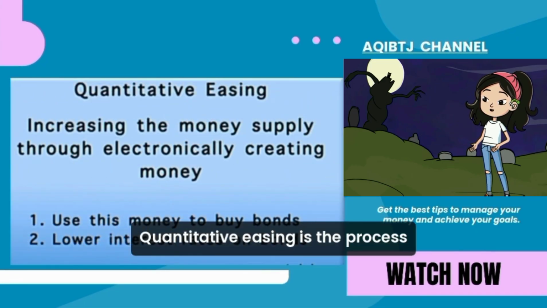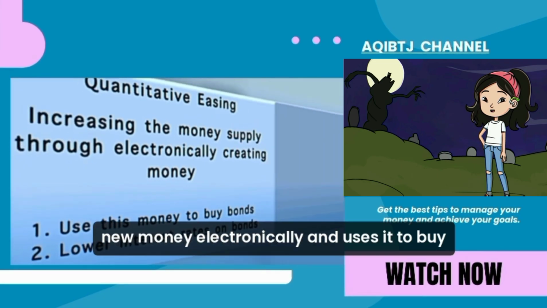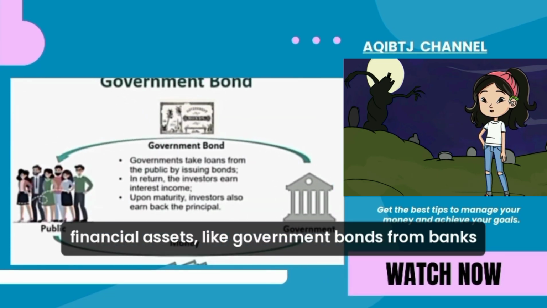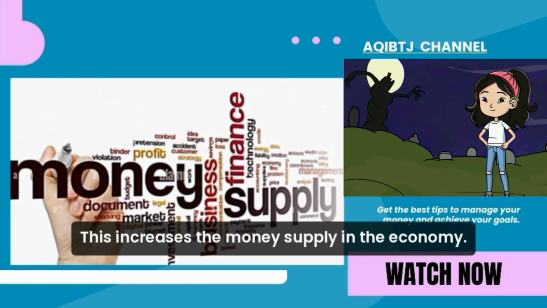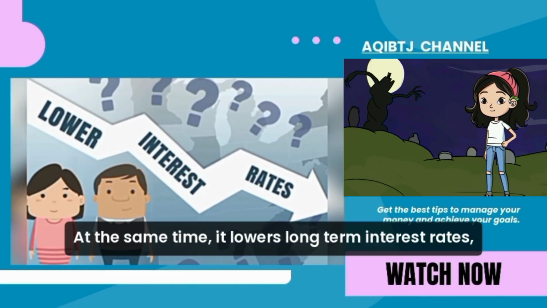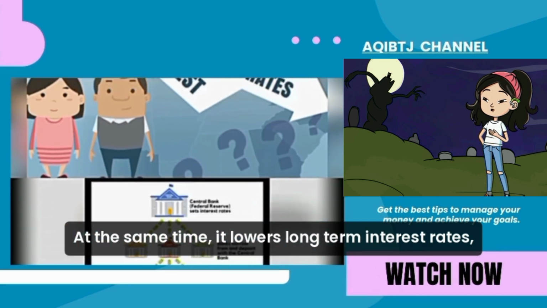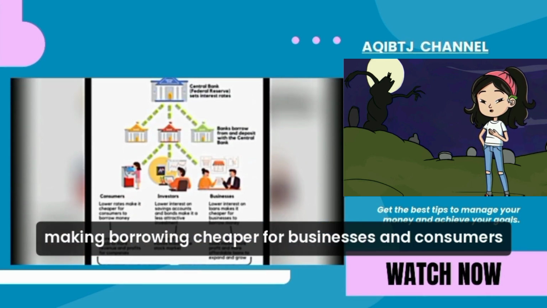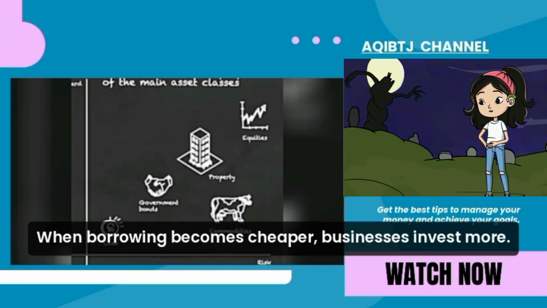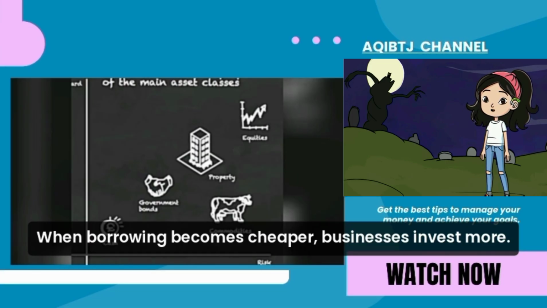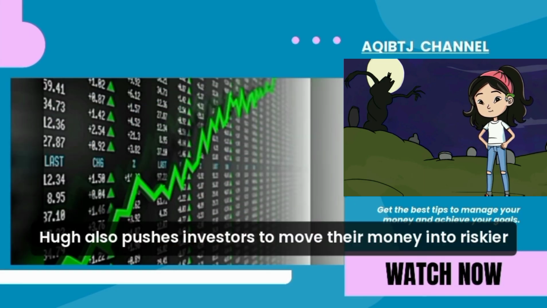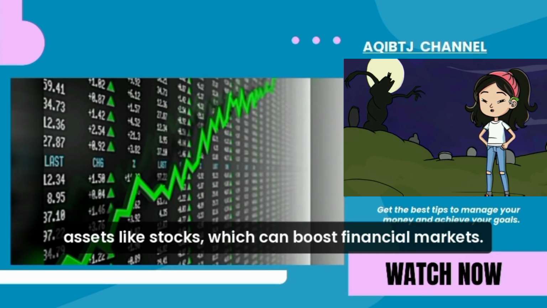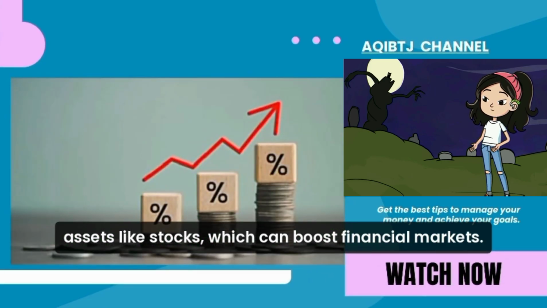Quantitative easing is the process where a central bank creates new money electronically and uses it to buy financial assets like government bonds from banks and financial institutions. This increases the money supply in the economy. At the same time, it lowers long-term interest rates, making borrowing cheaper for businesses and consumers. When borrowing becomes cheaper, businesses invest more, people spend more, and overall economic activity increases. QE also pushes investors to move their money into riskier assets like stocks, which can boost financial markets.